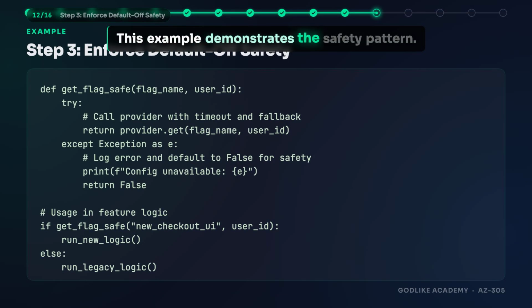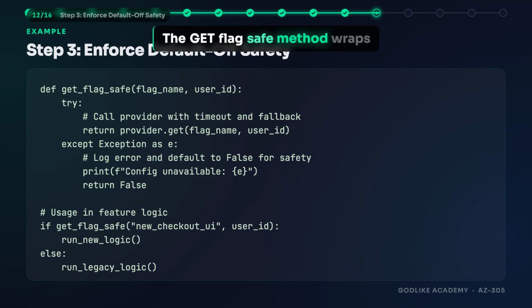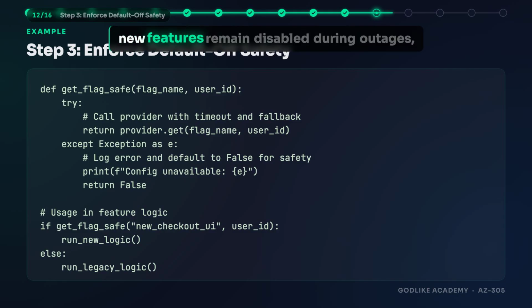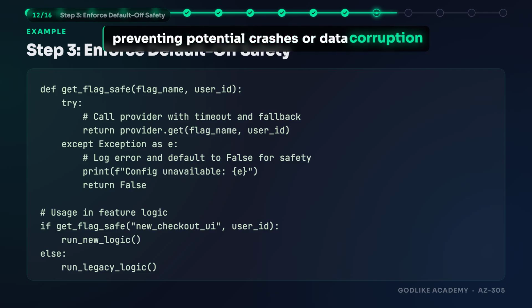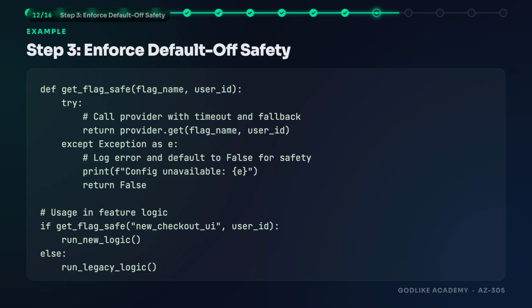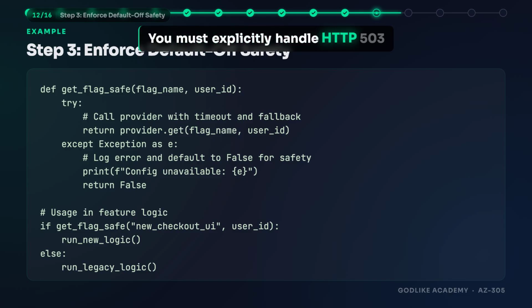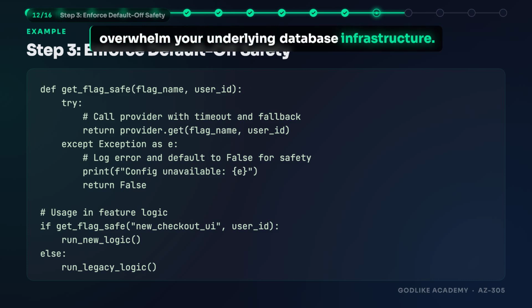This example demonstrates the safety pattern. The getFlagSafe method wraps the provider call in a try-except block. If the configuration service is unreachable or returns an error, the method catches the exception and returns false by default. This default-off behavior ensures that new features remain disabled during outages, preventing potential crashes or data corruption while keeping the system stable. You must explicitly handle HTTP 503 responses to avoid retry storms that overwhelm your underlying database infrastructure.